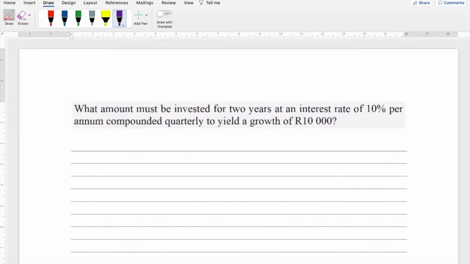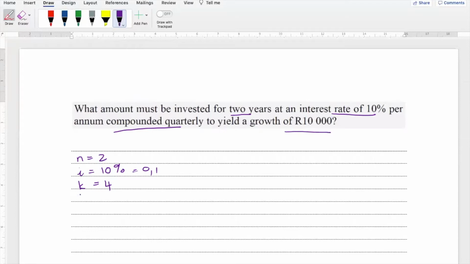So it says, what amount must be invested for 2 years. So then I immediately write down that my n is equal to 2 at an interest rate of 10%. Okay, so my i is 10%, which is also 0.1. Per annum compounded quarterly. So I know that my compounding period is 4. So it's 4 times a year. It's compounded quarterly to yield a growth of 10,000.